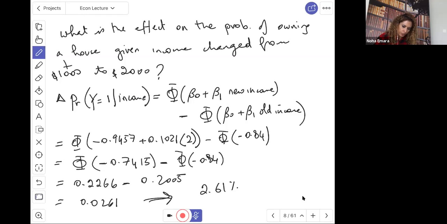So if income changes, remember every time I ask you a question, whether this is in your assignment, quiz, exam, whatever, you have to give me a complete sentence, okay? Because I have seen many of you just write the number. Econometrics is not only about the number, it's about your analysis, it's about your interpretation. So a complete answer for this question would be: if income changes from 1,000 to 2,000, there would be a 2.61% increase in the probability of owning a house. Remember that you need to write complete sentences in your analysis.